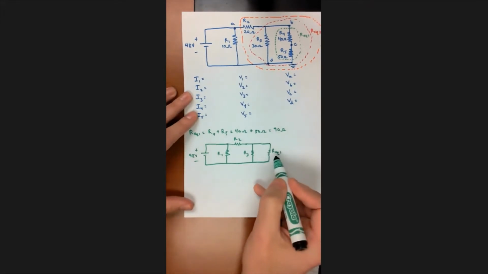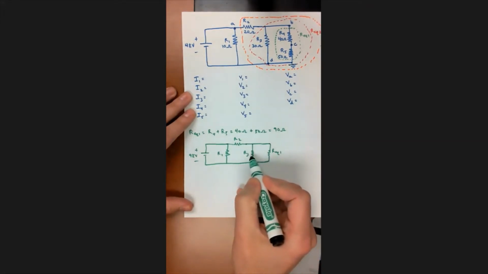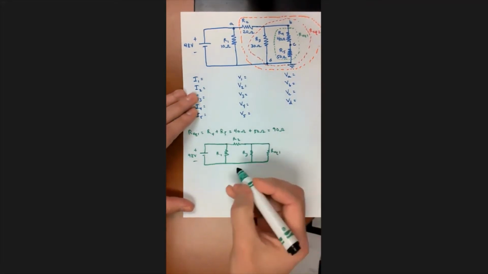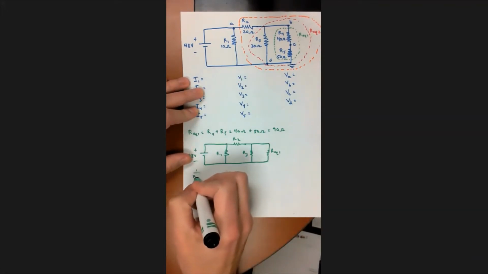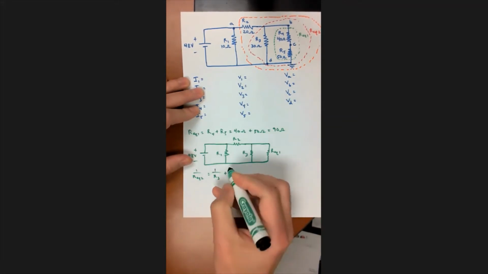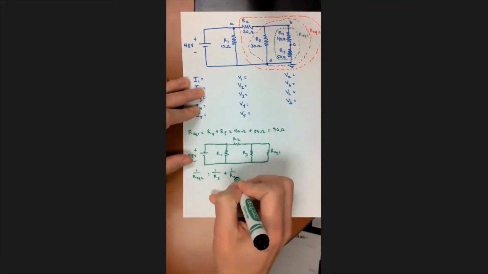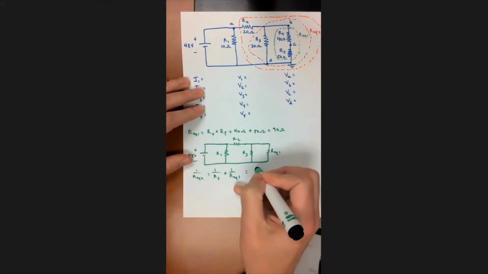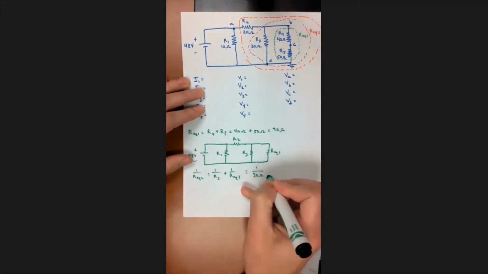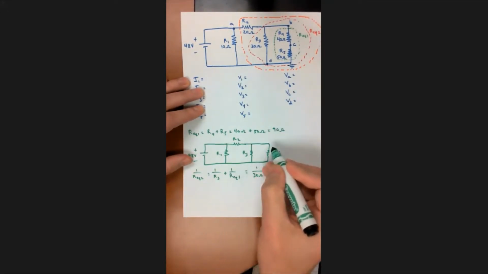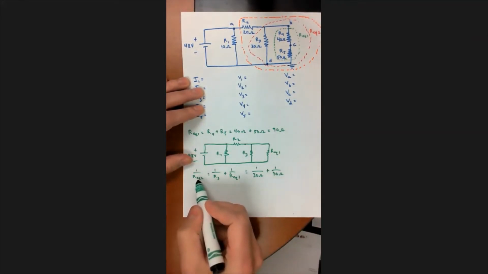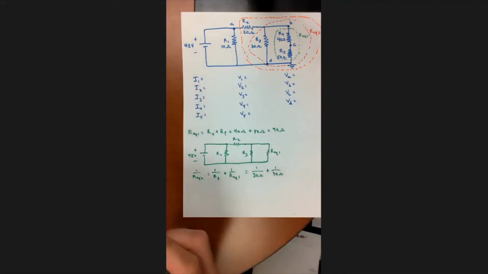Now, I'm going to combine R equivalent 1 and R3 into R equivalent 2, like I had up here in red. But I'll just keep with the green. So 1 over R equivalent 2 equals 1 over R3 plus 1 over R equivalent 1. And R3 is 30 ohms, so I can plug in that number. And R equivalent 1 is 90 ohms, so I can plug in that number. So 1 over R equivalent 2 equals 1 over 30 ohms plus 1 over 90 ohms.